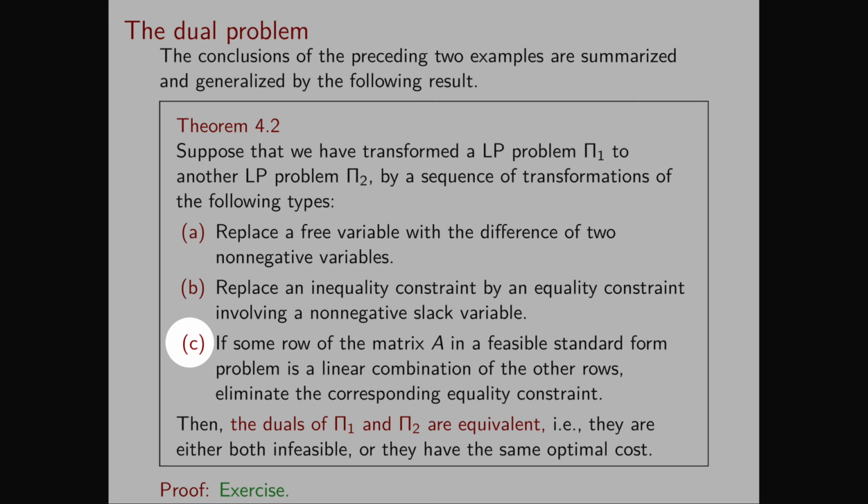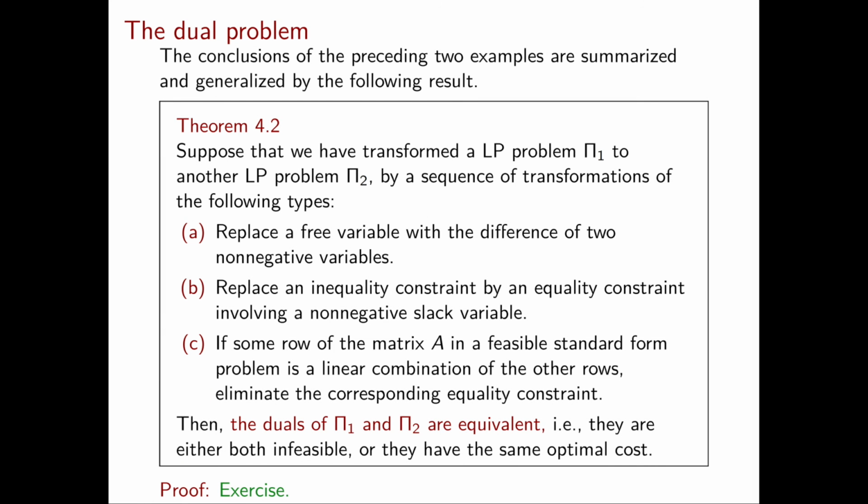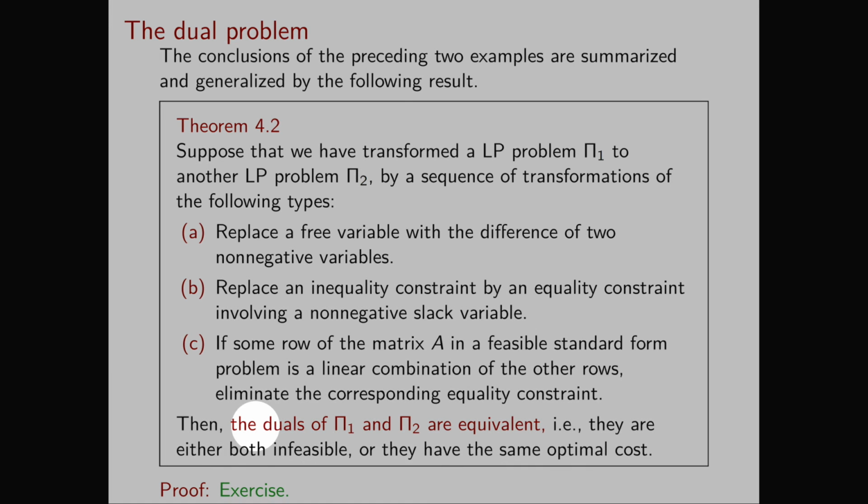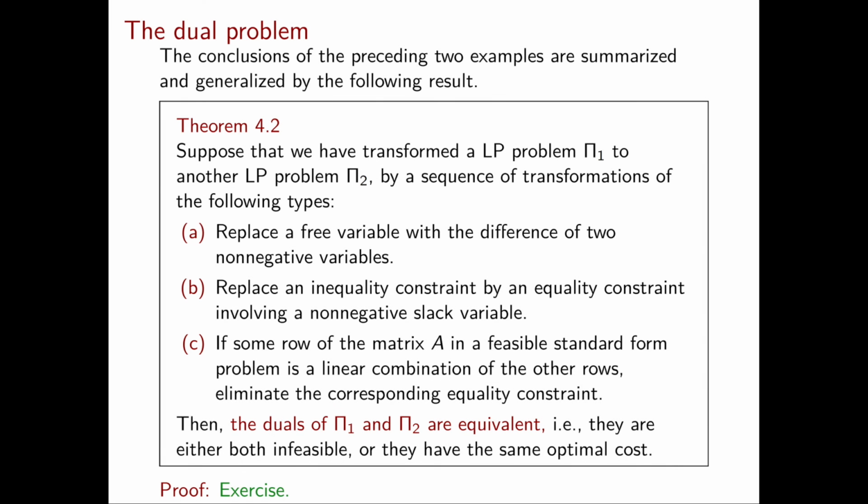And finally, type C is if some row of the matrix A in a feasible standard form problem is a linear combination of the other rows, eliminate the corresponding equality constraint. Then this theorem says that the duals of pi1 and pi2 are equivalent. Once again, in the previous two examples, we have proven part of this theorem. I leave it to you to figure out also the remaining parts of the proof.